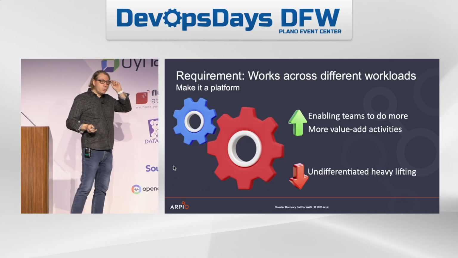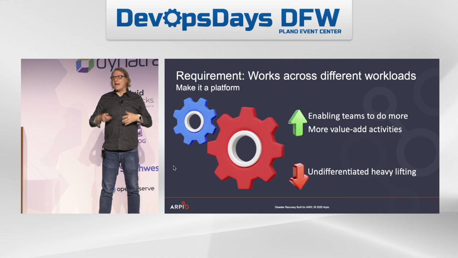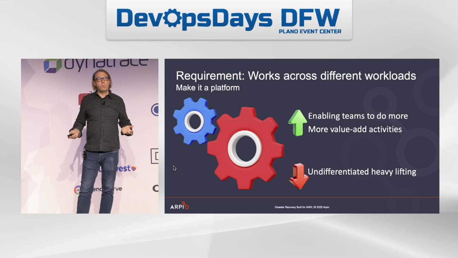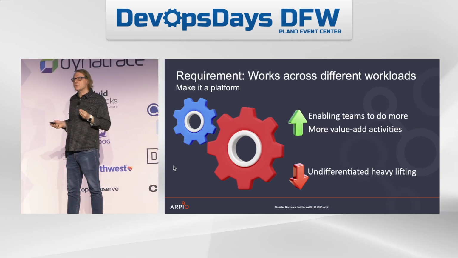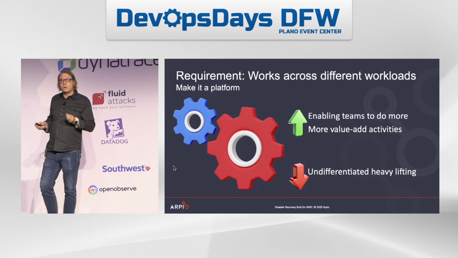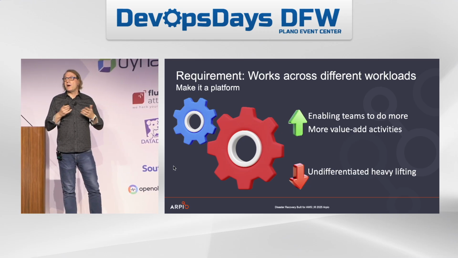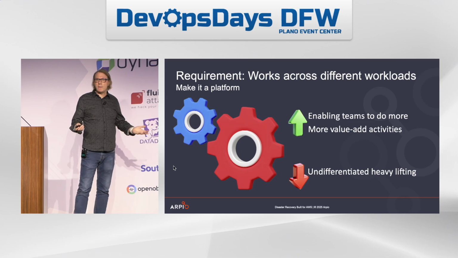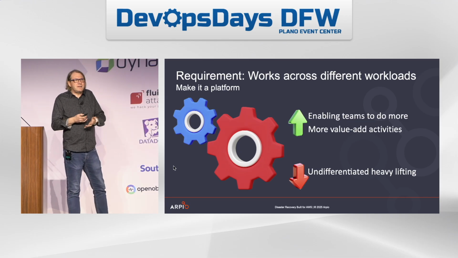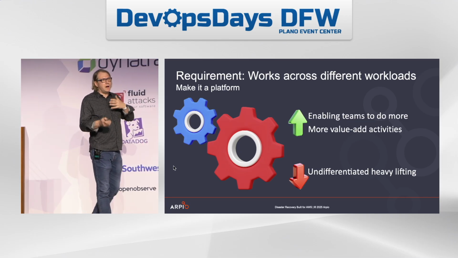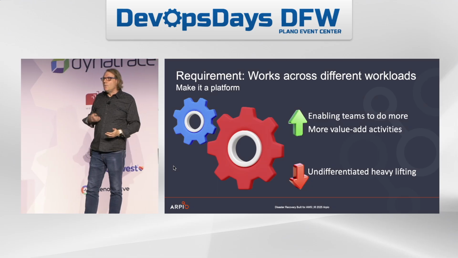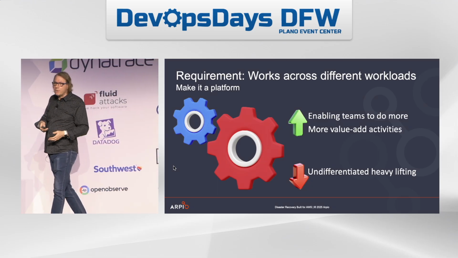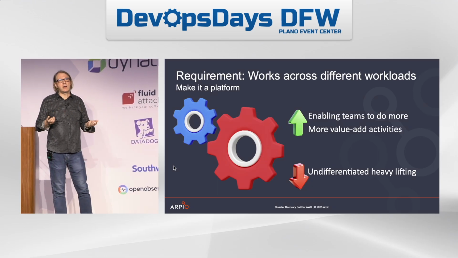And I want it to work across different workloads. My company has multiple business critical workloads. I don't want to write a disaster recovery solution that's bespoke or custom for a given workload. I want to write a platform. I want to write a disaster recovery solution that will work across all my workloads. And this is a very DevOps thing, right? We don't want to reinvent the wheel. We don't want to make unnecessary work. We want to do one thing that everybody can onboard onto.